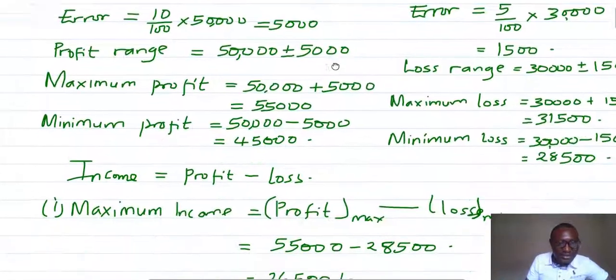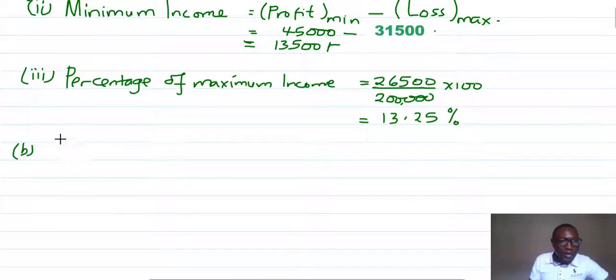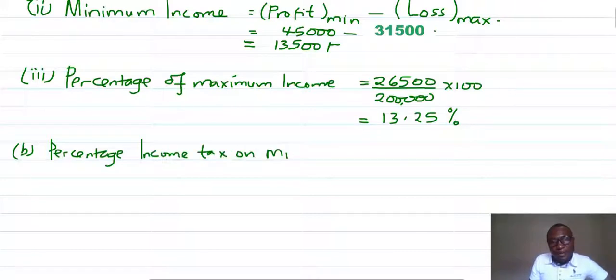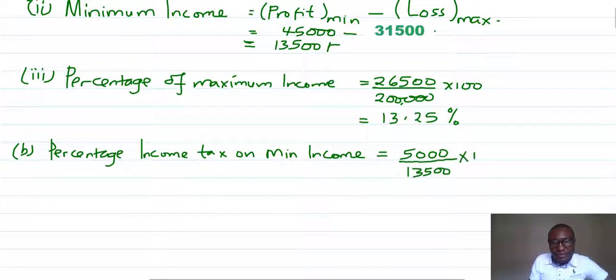Now let us get started there. Part B, we are going to get the percentage income tax on minimum income. This here, we know that they have to pay 5,000 divided by what is our minimum income. It is here 13,500, then times 100. So when we compute on our calculators, we shall get 37.04%. So when we make the minimum income, 37.04% of that money will be taxed.